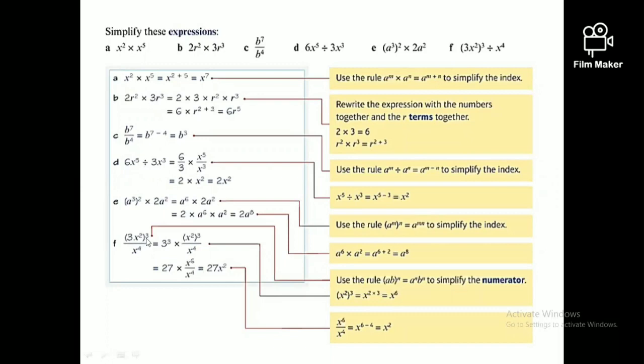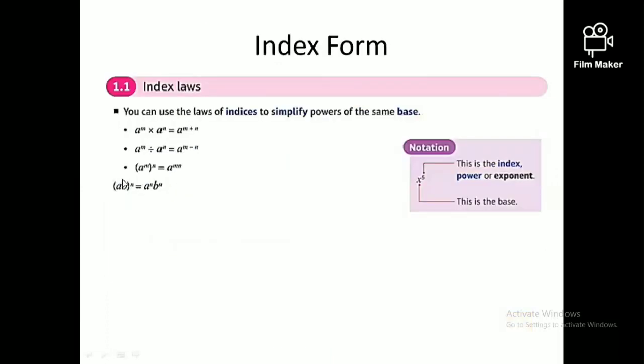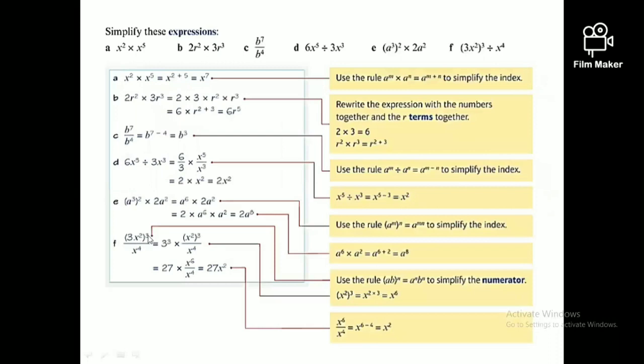3x to the power 2 to the power 3 divided by x to the power 4. If you have a power like this, using this theory, this power comes to both of these expressions. So this turns up to 3 to the power 3 and x squared to the power 3. 3 to the power 3 is 27. X squared to the power 3, again you can apply power of power theory and you can write x to the power 2 into 3. That is x to the power 6 divided by x to the power 4.